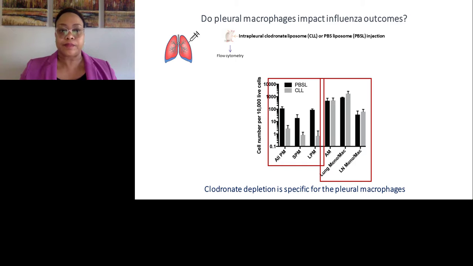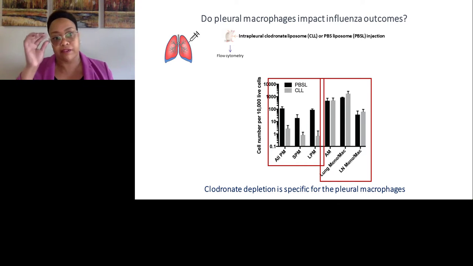We then asked if pleural macrophages could have an impact on influenza outcomes. Does the fact that they move from the pleural cavity into the lung actually impact our outcomes? So to do this, we injected the pleural cavity of mice with either clodronate liposomes or with PBS liposomes. And these clodronate liposomes, when taken up by macrophages, will induce apoptosis in the macrophages. So we're basically clearing out the pleural macrophages from the pleural cavity.